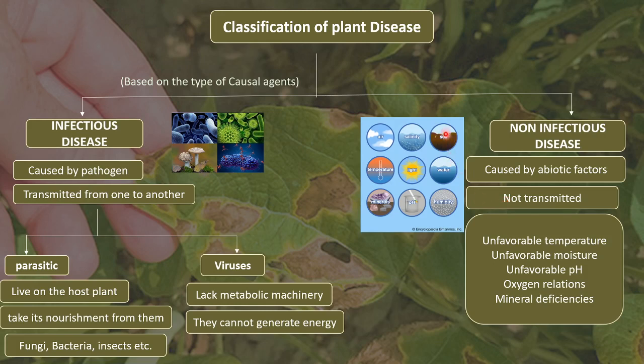right? So these are some of the abiotic factors that have been shown here. It could be air, salinity level, that is the salt level, soil, temperature, light, water, minerals, pH, humidity. There could be many other abiotic factors, but these are some of them, and due to this the plant may get diseased, but this cannot be transmitted because there is no biotic factor involved in it, right? So this is one kind of classification, which is based on the type of causal agents.